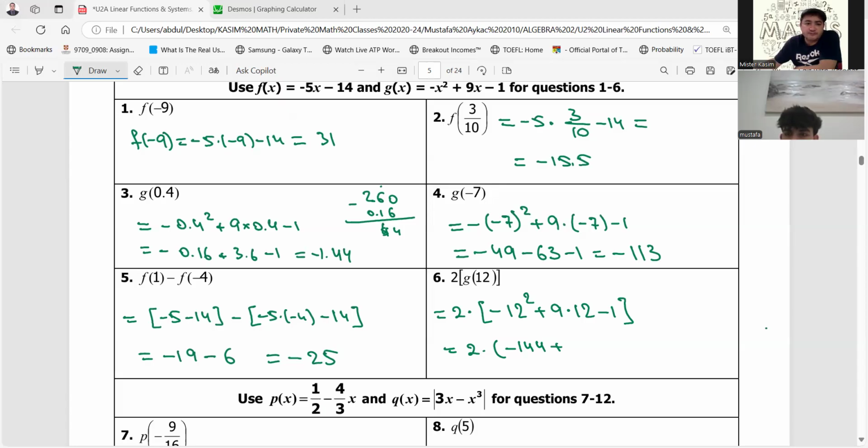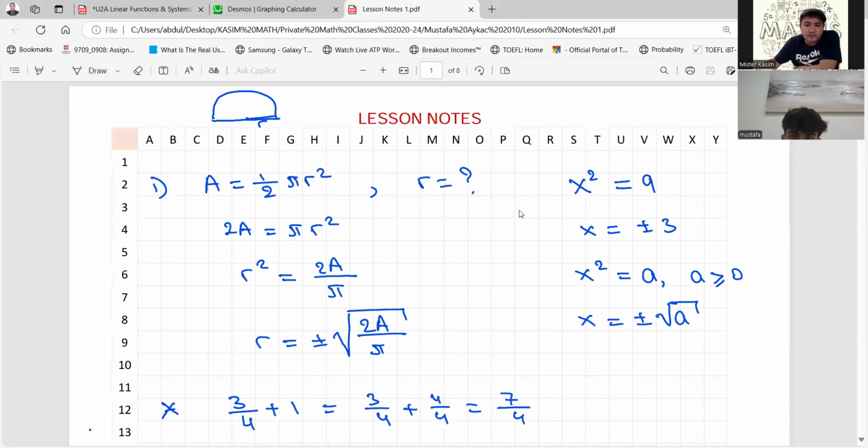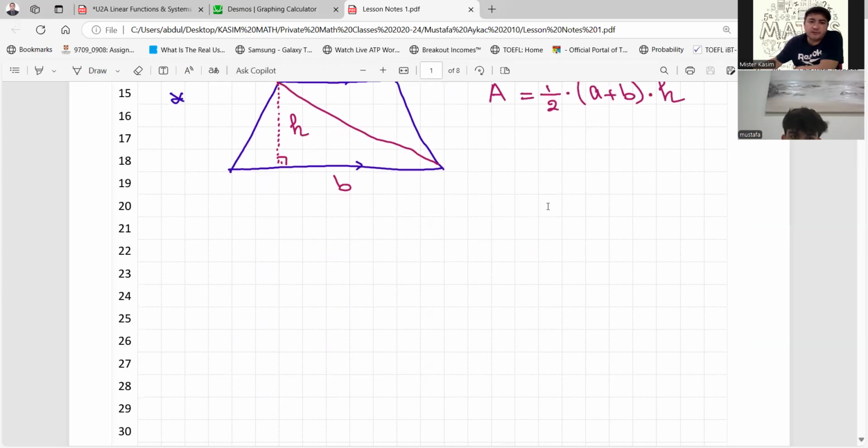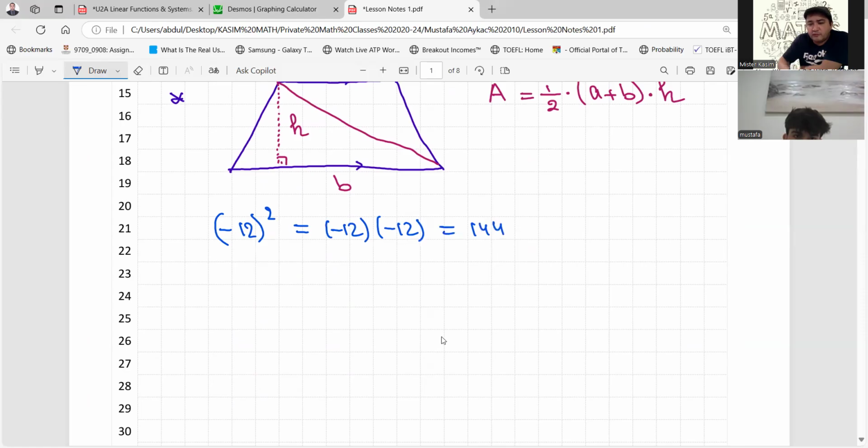No, no, Mustafa. If you remember, we talked about this before, right? Okay, not yet, I think. So, Mustafa, if we have something like this, negative 12, all squared, this means negative 12 times negative 12, that's equal to 144. But if we have negative 12 squared, this means that here we have negative 1 times 12 squared.